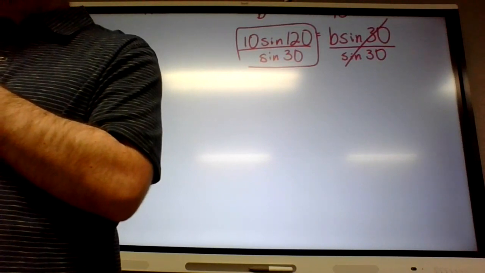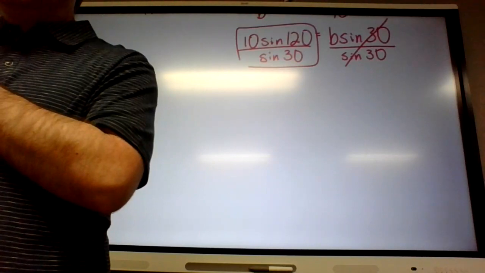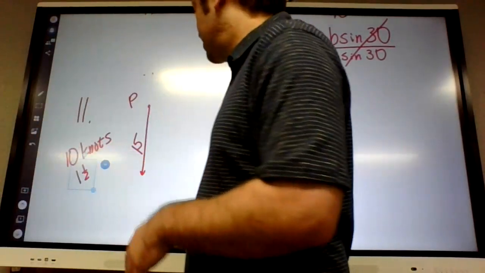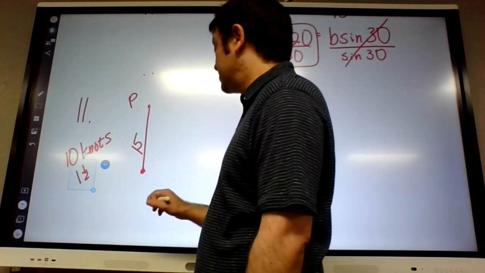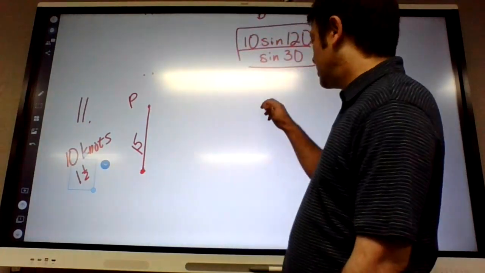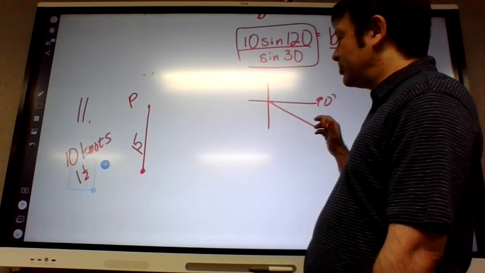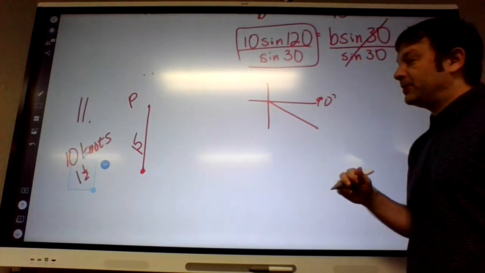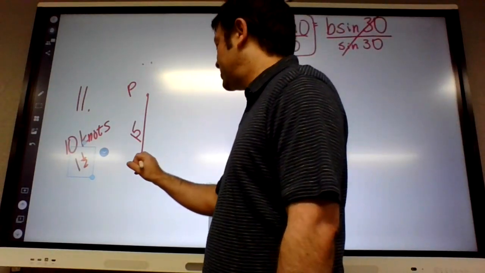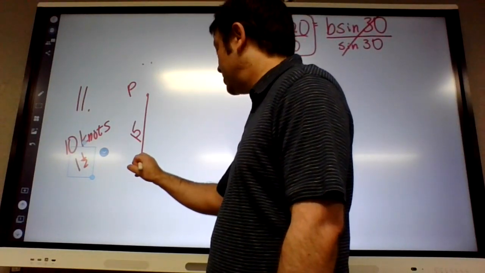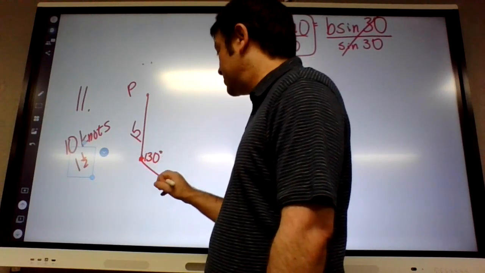Then it says the ship changes course to 130 degrees. Okay, so I'll put the dot right there. Where is the 130 degrees? Okay, here's 90. So it's 40 degrees past, almost southeast. Southeast would be like 135, direct southeast. So the picture doesn't have to be perfect. That's not really the point. I'm going to draw in that angle right there because that would be 130 degrees.